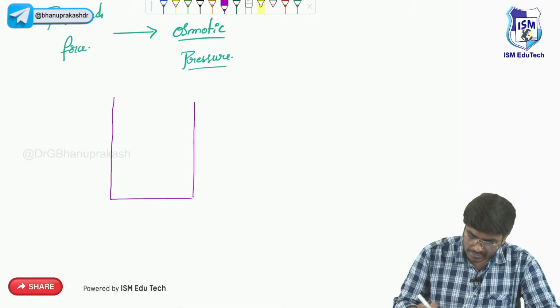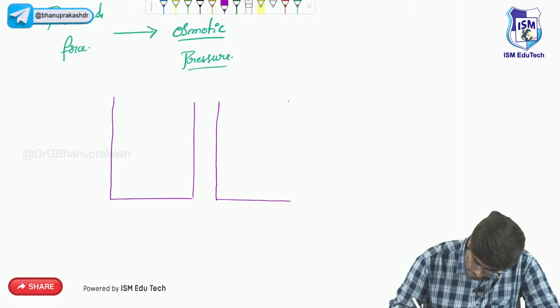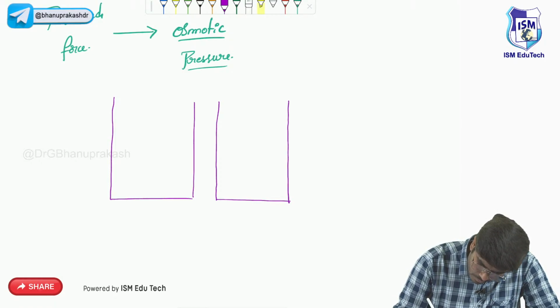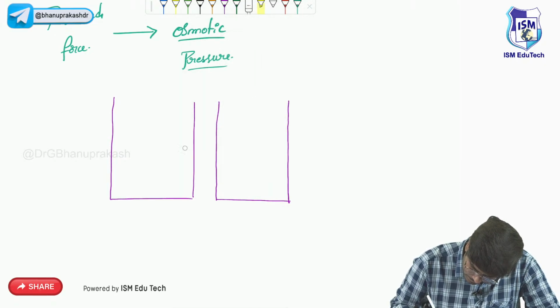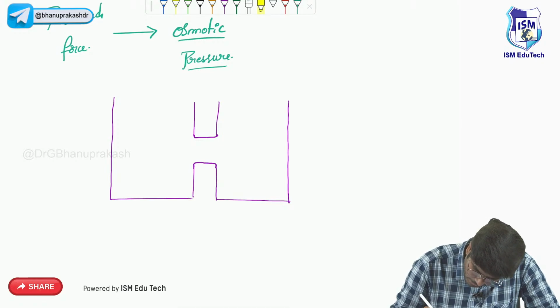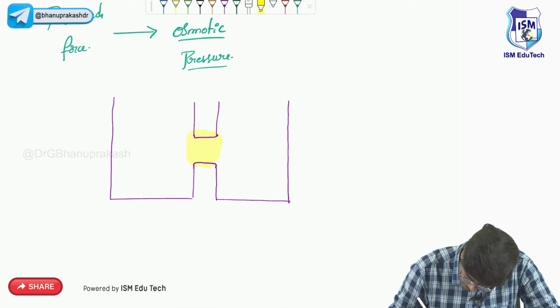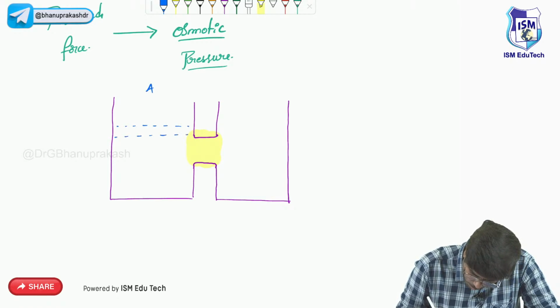This is beaker number A. I am taking a beaker, and beaker number B. Okay, beaker number A and beaker number B. Now, I am connecting these two beakers like this. Now here is a semi-permeable membrane attached. A semi-permeable membrane is there. This is very important.